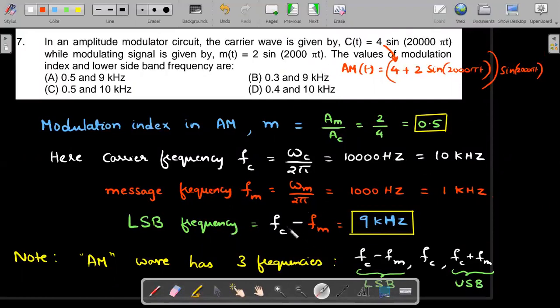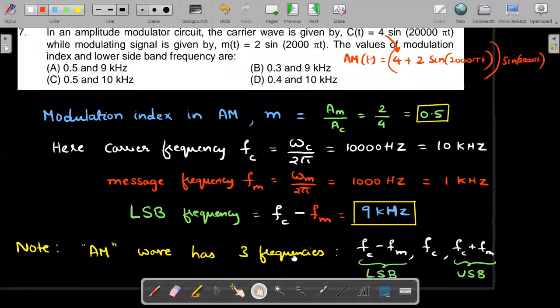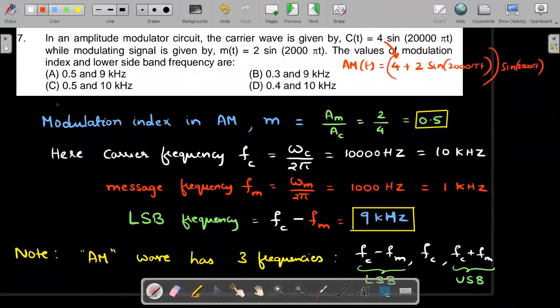As I already told you, the lower sideband frequency is FC minus FM. One more important question that they ask with these frequencies is the frequency bandwidth. Bandwidth is always, for a spectrum, the highest frequency minus the lowest frequency, which in that case would be 2 FM. So if someone asks the central frequency, it is FC, the bandwidth is 2 FM, and the 3 frequencies are as shown on the board. Something that you need to remember. So for this particular question, the answer is simply 0.5 and 9 kilohertz.